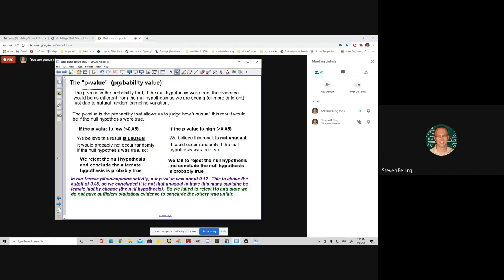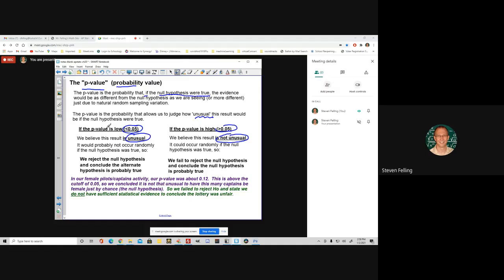Well, p-value stands for probability value, and that p-value is the probability that if you assume the null hypothesis is true, then the evidence would be this far away from what the null hypothesis is saying, just due to natural random sampling variation. In other words, the likelihood that what happened in the sample would happen by random chance if the null hypothesis is true. The p-value is the probability that allows us to judge how unusual a result in the sample would be. Any p-values that are below 5% are considered unusual. Any p-values that are above 5% are not unusual.